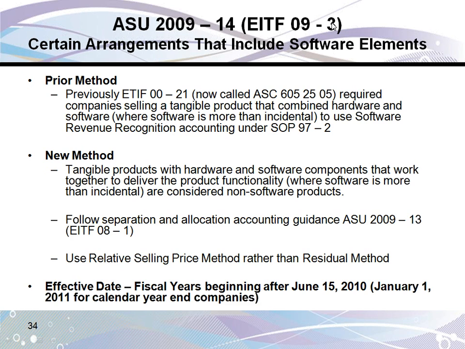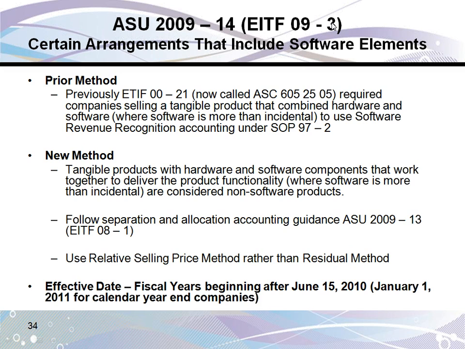So our prior method under EITF 00-21 was if a tangible product had hardware and software and the software was more than incidental, then it was considered a software element and followed software revenue recognition of 97-2. Of course, that meant that you would apply the residual method and that you would need VSOE for any undelivered elements. A lot of hardware companies found that this was very cumbersome and didn't really reflect the economics of their transaction when they delivered a high-cost tangible product up front but had to take the revenue ratably over a period of time because they didn't have VSOE for one of the other elements in the arrangement.